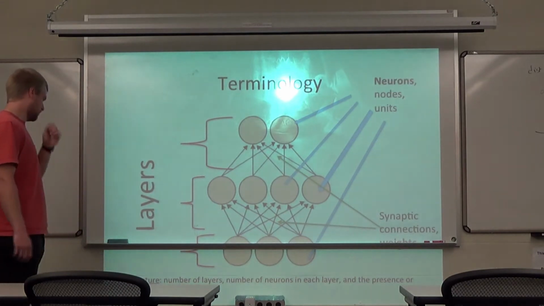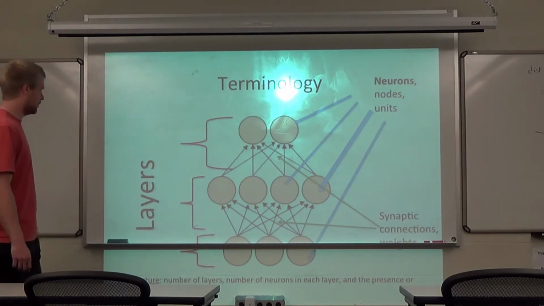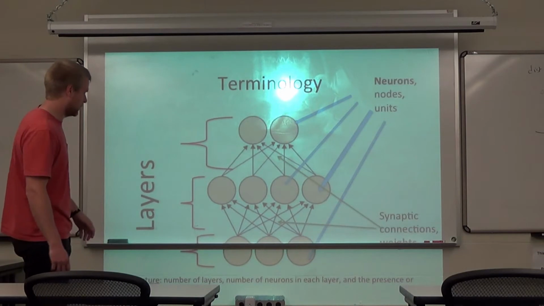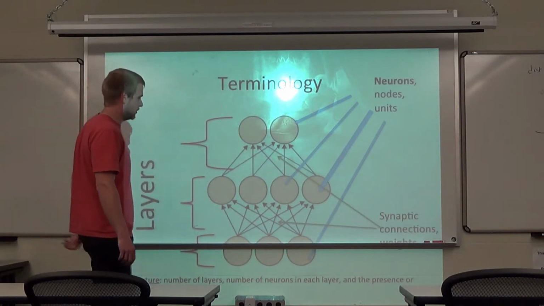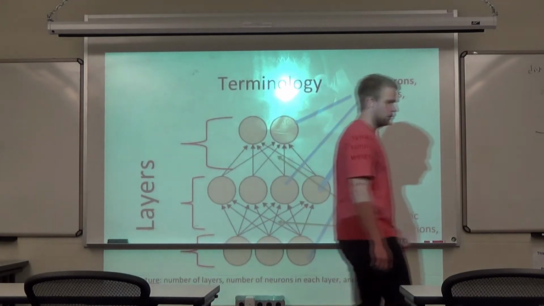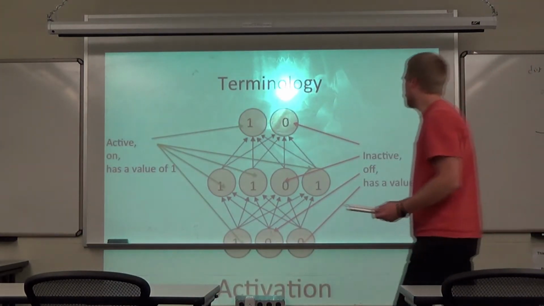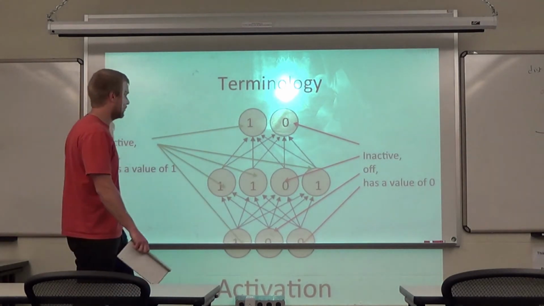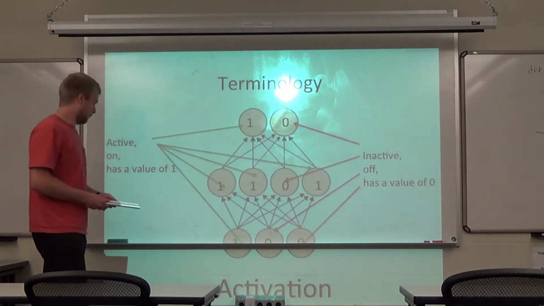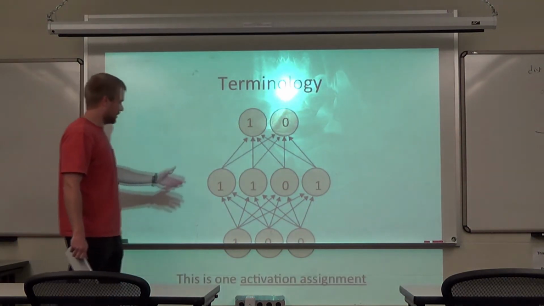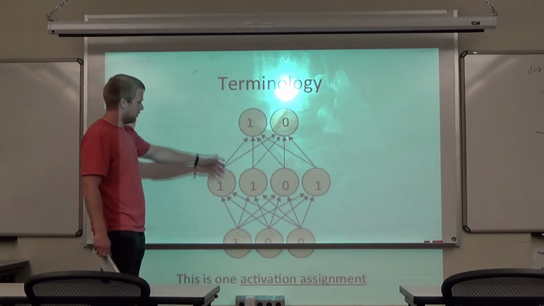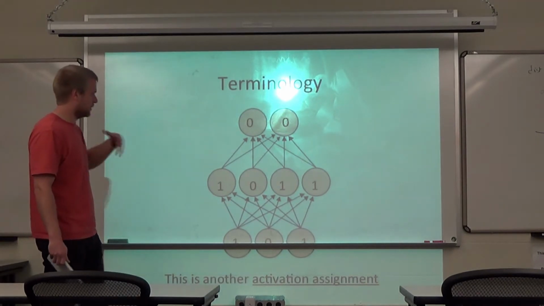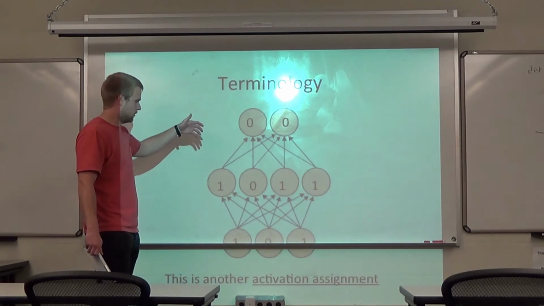We'll consider that a structure or configuration is defined by the number of layers, the number of neurons in each layer, and the presence or absence of a connection between different neurons. We'll say that a given neuron is active if the value is 1 and inactive if the value is 0. So, for example, this is one activation assignment to the network. This is another one. When I say activation assignment, I mean a setting of all the nodes to a particular value.